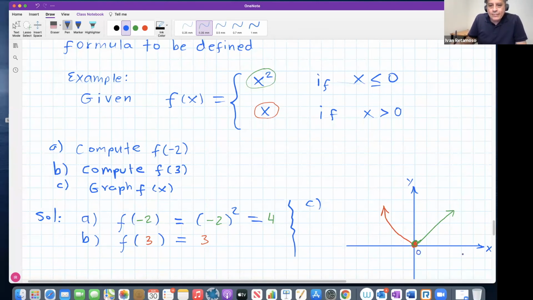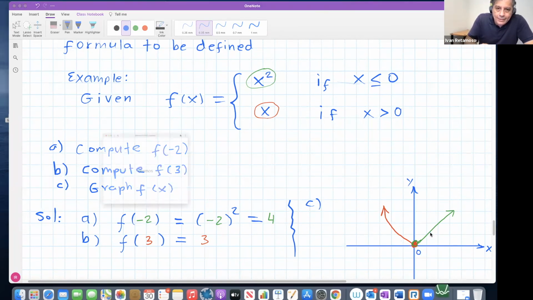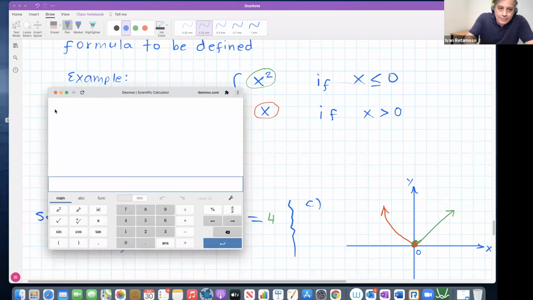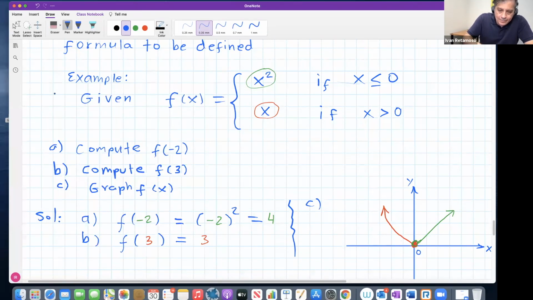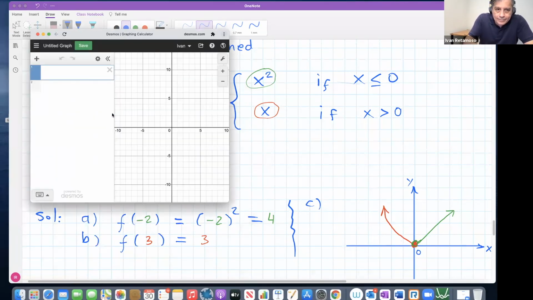Now, when I do this, sometimes students ask me, Professor, is there a way to graph this using our tool, our Desmos graphing calculator? Answer, yes, guys. How? I'm going to show you now. And you're going to use this for your homework probably if needed. Bring it up first, right? It's on our website, under the Desmos tab, right?